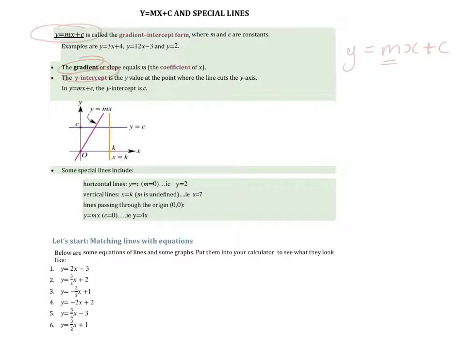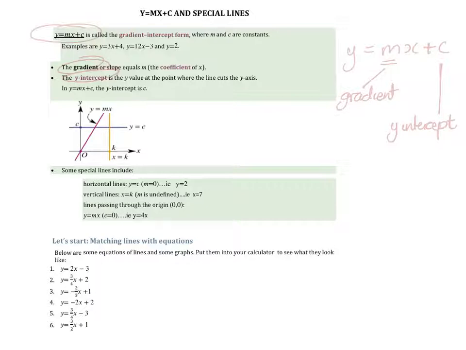The m, the bit in front of the x, is always going to be your gradient. And the value that stands alone at the end, sometimes it's at the beginning, but most of the time it's at the end, is your y-intercept. What is your y-intercept? Your y-intercept is where it cuts the y-axis, where it crosses the y-axis.